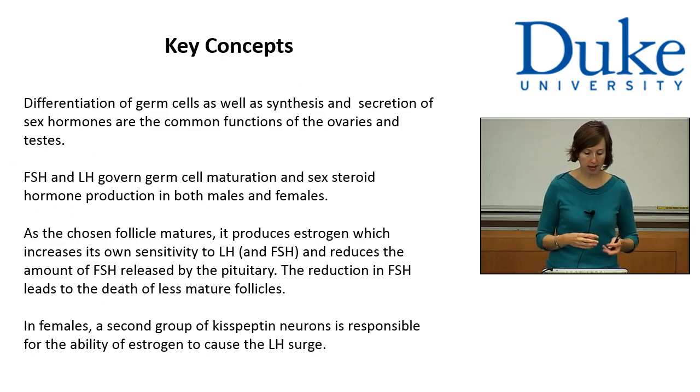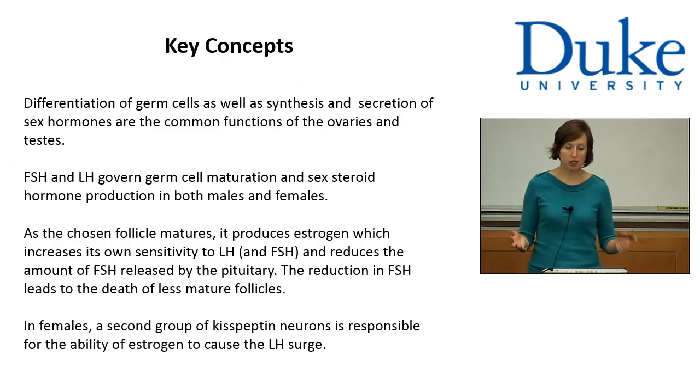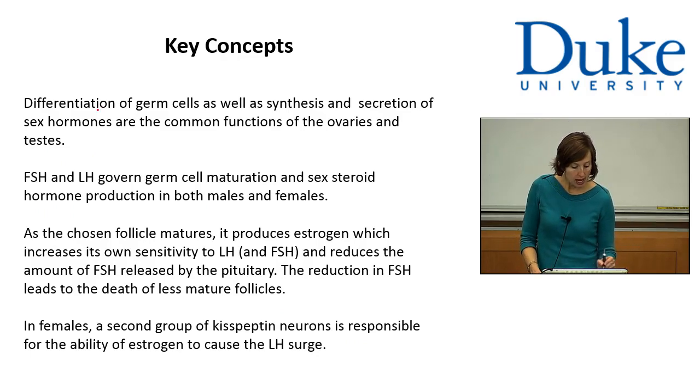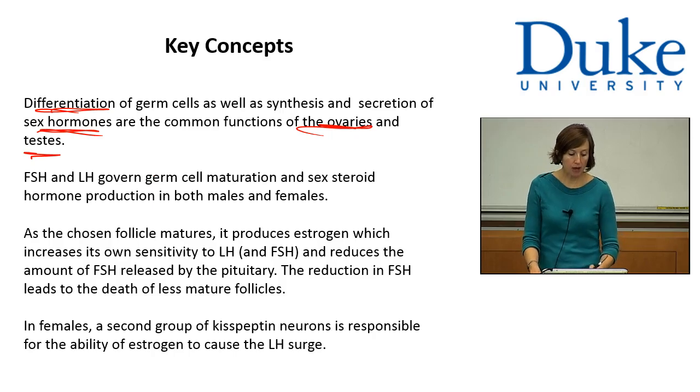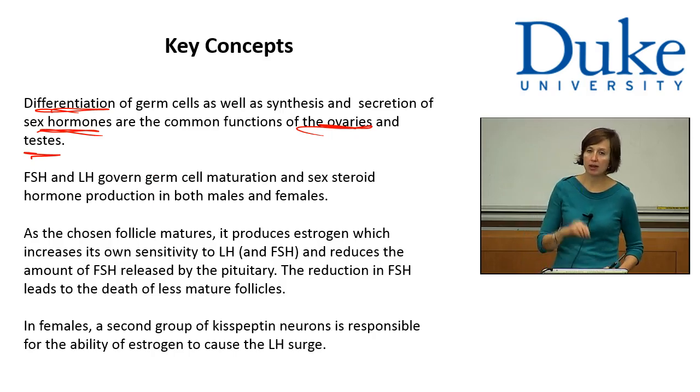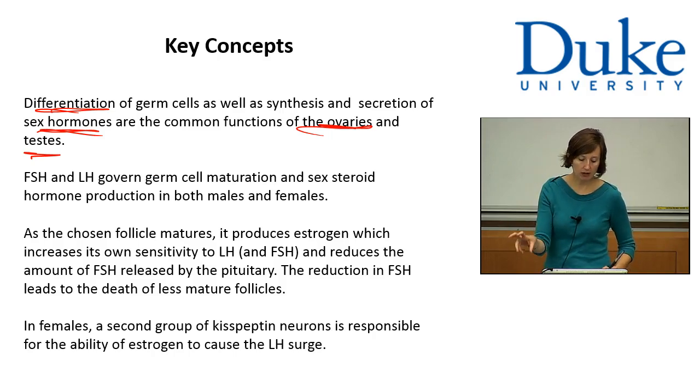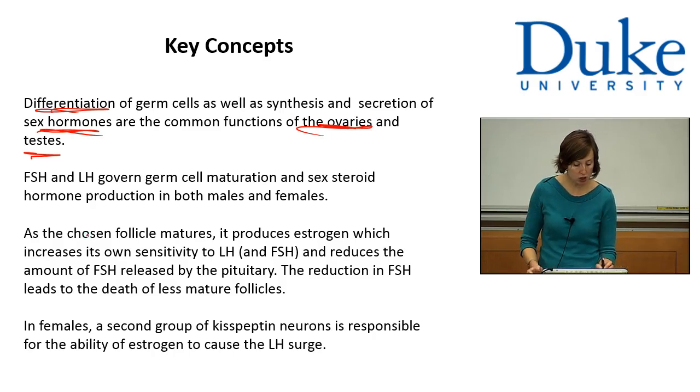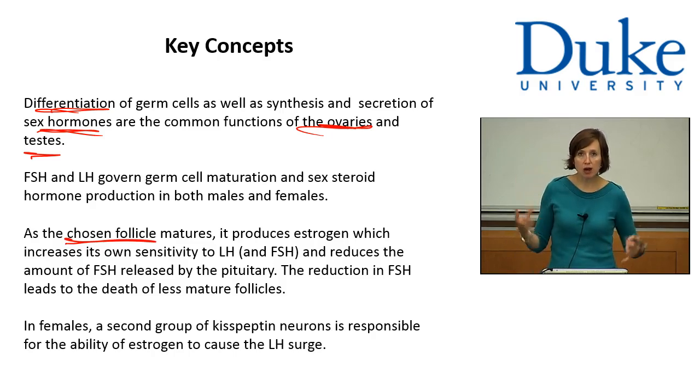So we've talked about how we've got this differentiation of germ cells that is going to happen in the gonad, as well as the formation of sex hormones, and that's true for both the ovaries and the testes. And we've talked about how LH and FSH are going to have very similar roles in the male and the female. And then we're going to have this chosen follicle, where producing this chosen follicle is the inefficient process in females.